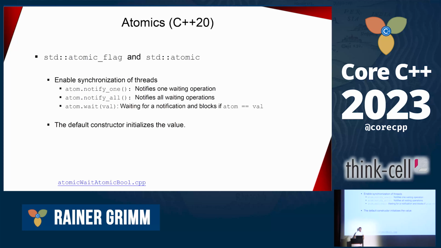Let me explain how the behavior works. When atomic is equal to val, this call blocks. It only does not block when atomic is not equal to val. This is how it's defined. Okay, let me show you an example.